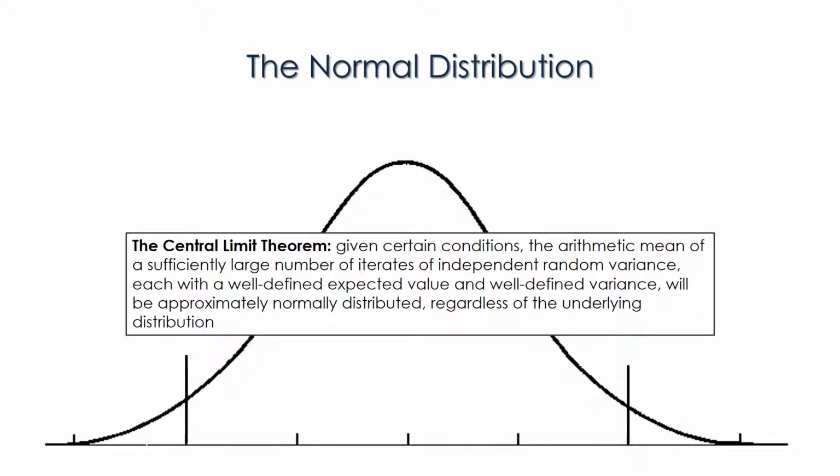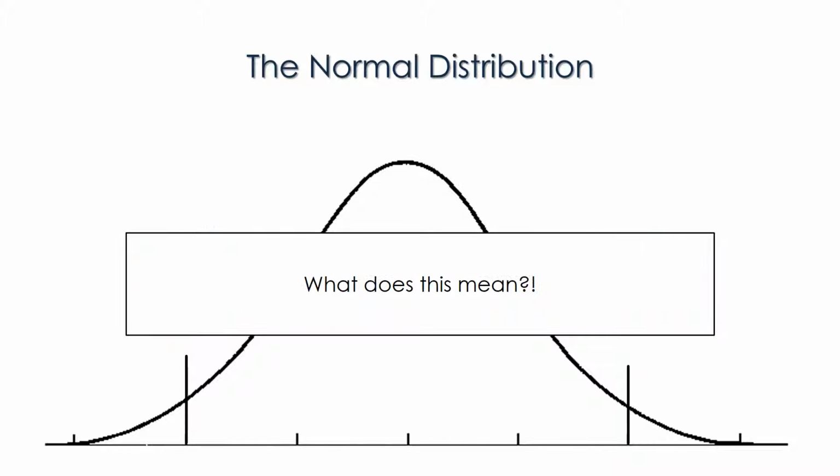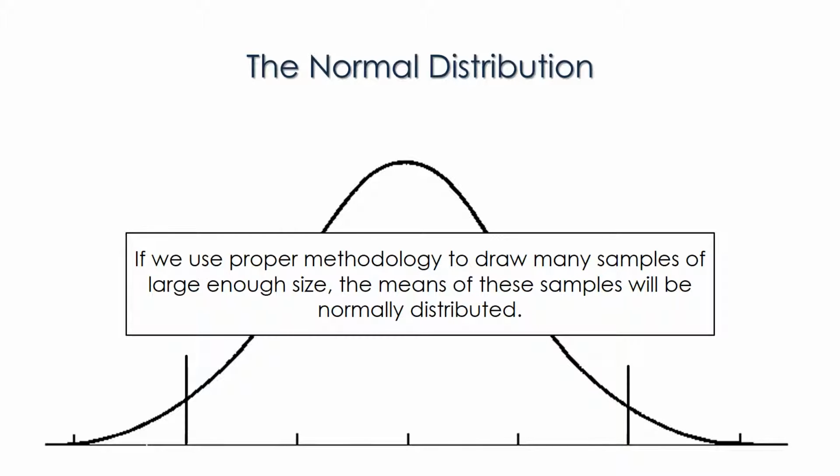Now on to the central limit theorem, which states, given certain conditions, the arithmetic mean of a sufficiently large number of iterates of independent random variables, each with a well-defined expected value and well-defined variance, will be approximately normally distributed, regardless of the underlying distribution. What does that mean? Essentially, if we use proper methodology to draw many samples of a large enough size, the means of these samples will be normally distributed.